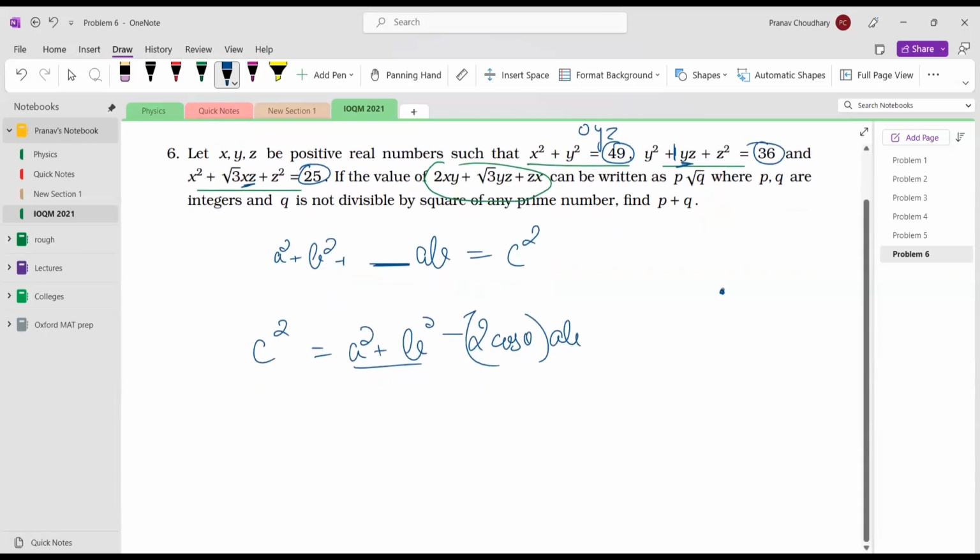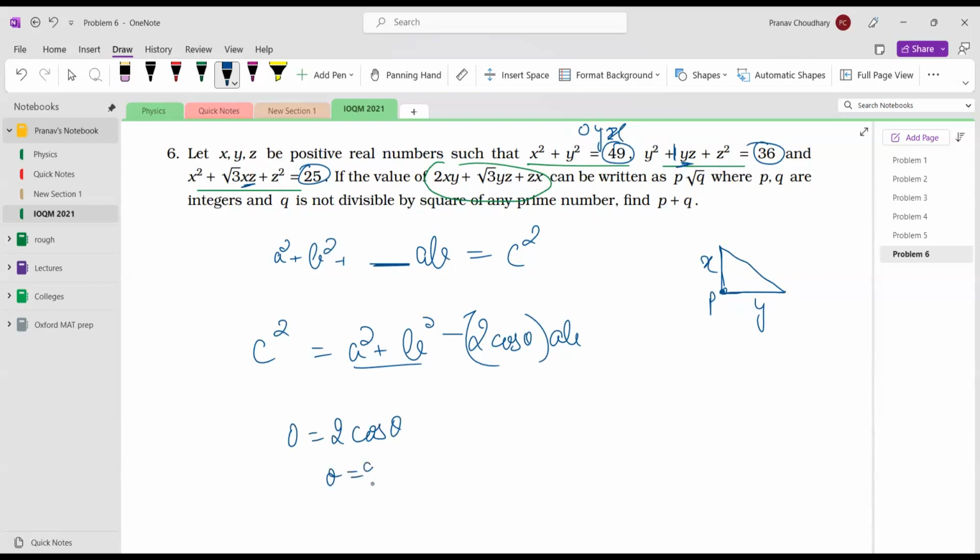So now let's see. Suppose you have a point P. You draw a length X from here and a length Y from here. So see, in this case, it's 0 times xy, which means 0 equals 2 cosine theta, which means theta is 90 degrees. So X and Y are at 90 degrees. And then this length must be 7.